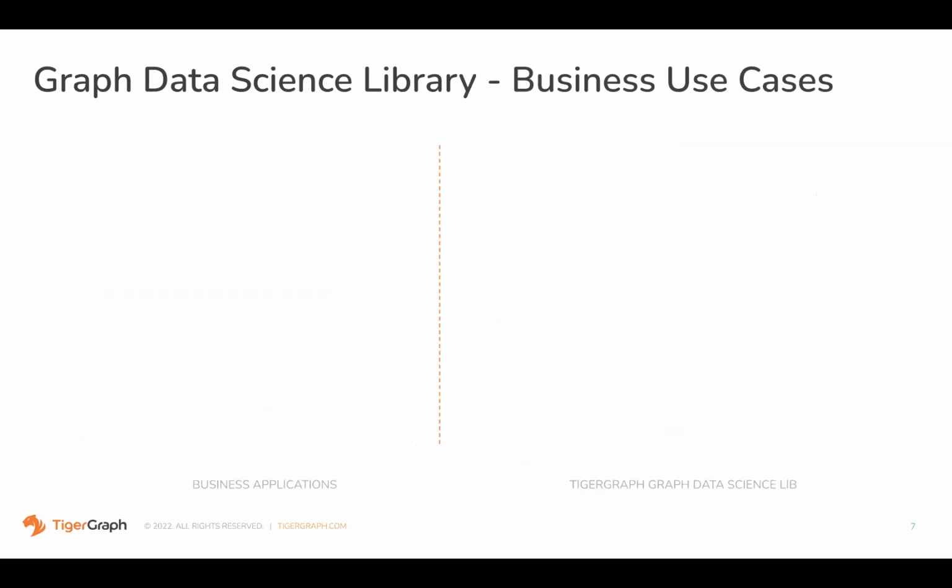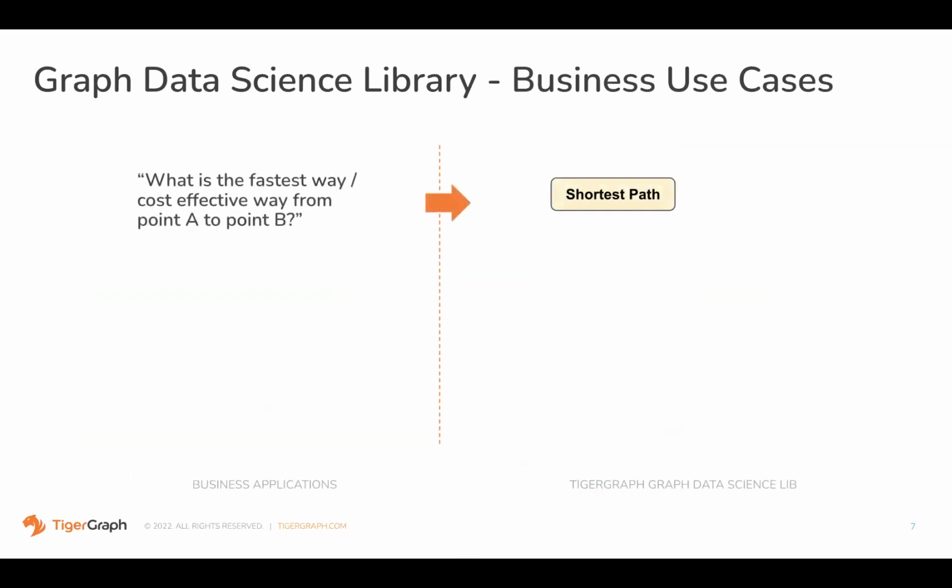As for now, I want to do a quick refresher by highlighting some of the business use cases. Our graph algorithms can be used standalone, or in combination to solve more complex problems. One example could be, say, if one is running a truck delivery company, what is the fastest or most cost-effective way to deliver goods from point A to point B? This could translate into something like running a shortest path algorithm.